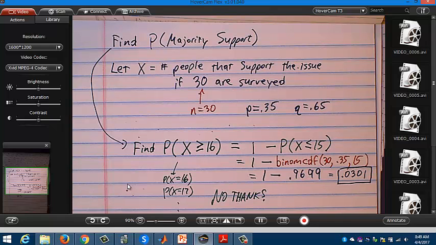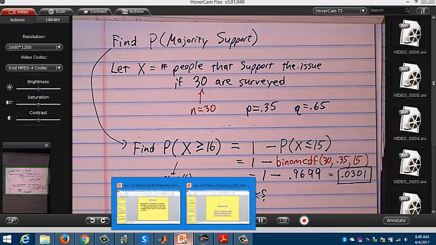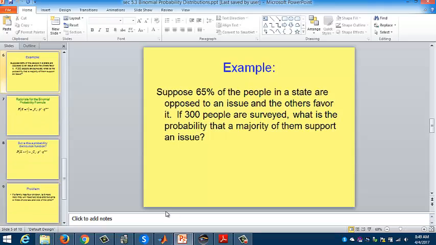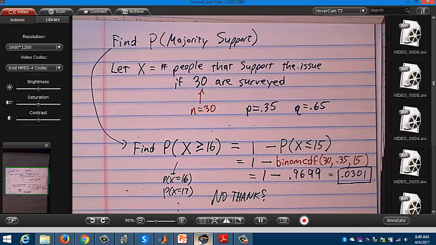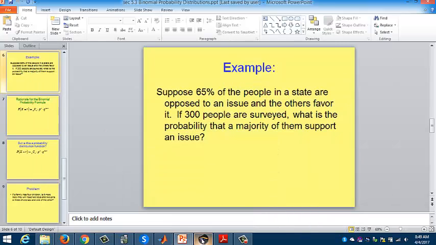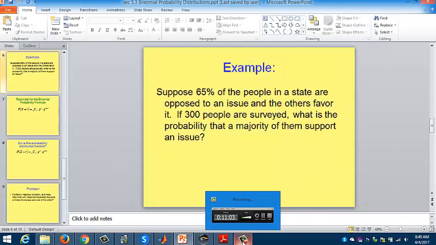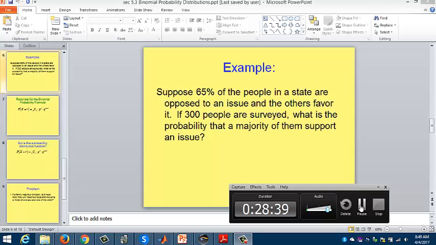I want you to work with someone near you on this problem. Same exercise, but we're going to change the 30 to a 300. That changes a few things, right? There it is. If 300 people are surveyed, what's the probability? Remember how I started? I just wrote down what I'm trying to find. So I'm going to cover this up and go back to here and just pause and let you guys work a little bit. I'll walk around too.